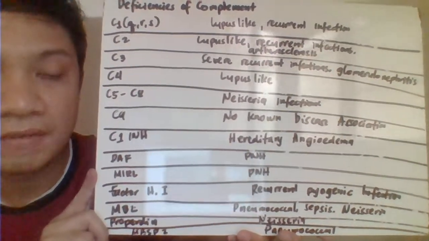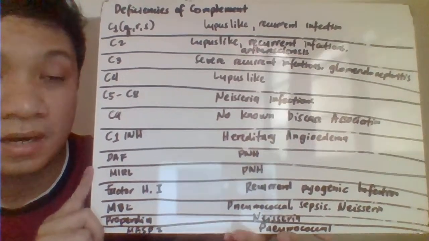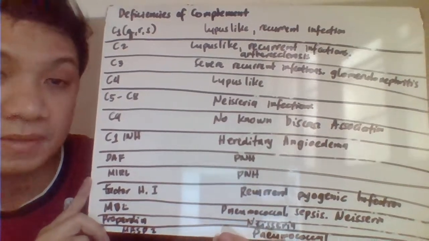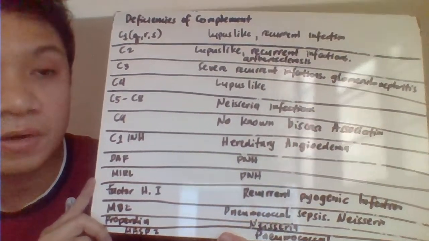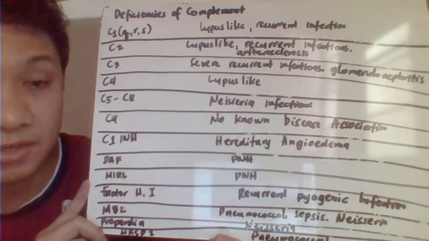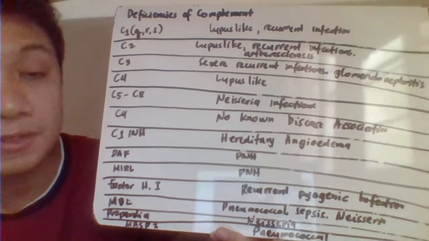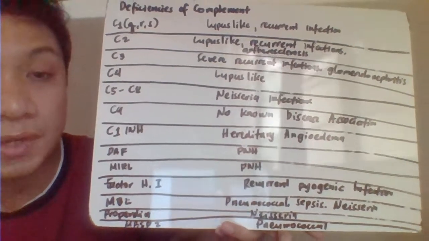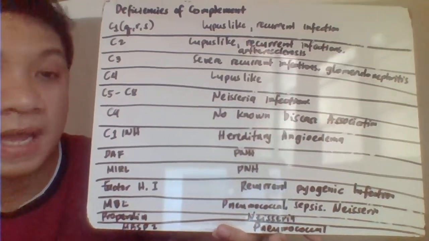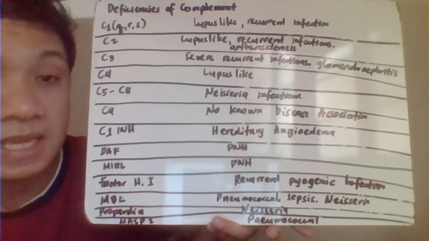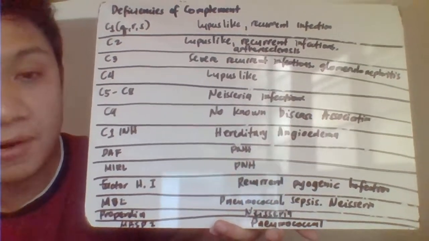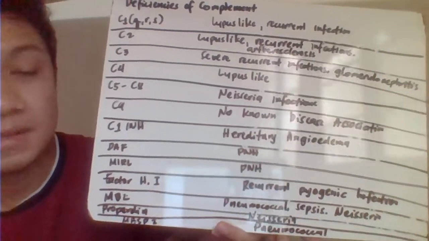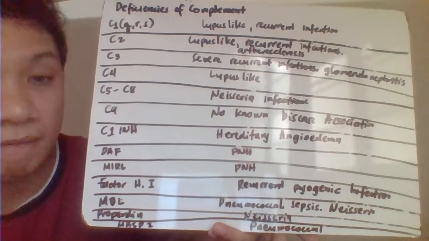So we have here the deficiencies of our complement system and the corresponding associated disorders. Deficiency of your C1 complex, C1q, r, and s, results in a lupus-like syndrome and also recurrent infection. C2 deficiency also results in lupus-like syndrome, recurrent infection, and atherosclerosis. C3 deficiency, on the other hand, results in severe recurrent infection and kidney disease, glomerulonephritis. C4 deficiency results in Neisseria infection and lupus-like syndrome. C5 to C8 deficiency results in Neisseria infection.